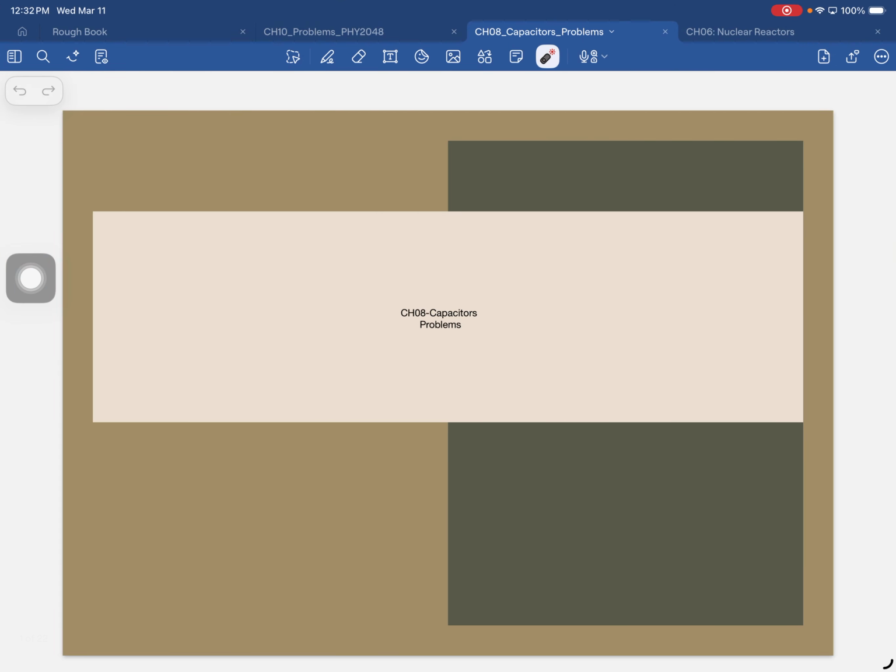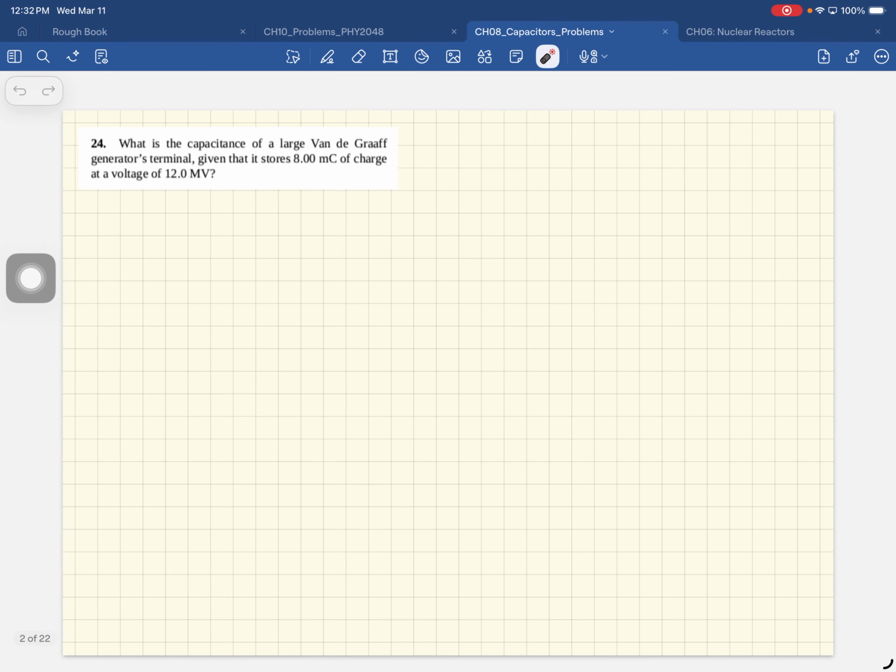Okay, so we're doing problems from chapter 8. This problem says, what is the capacitance of a large Van de Graaff generator given that it stores 8 millicoulombs of charge at a voltage of 12 megavolts.